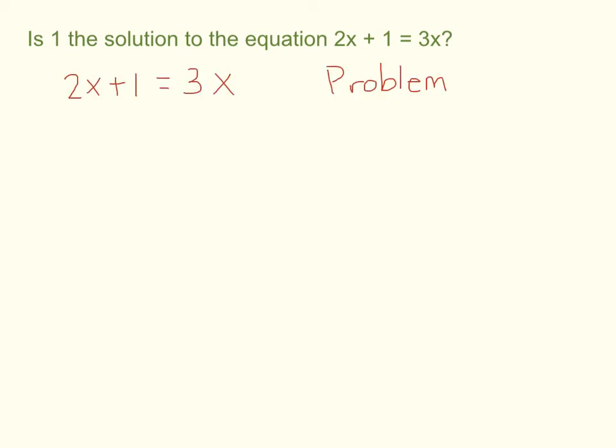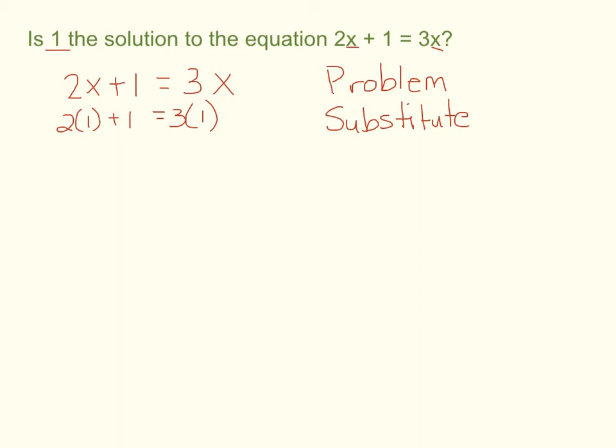I'm going to start by writing out the equation. The next thing I'm going to do is substitute my solution 1 into the equation for the variable x. So I'm going to substitute 1 in place of both x's. So substituting 1 in place of both x's, I've got 2 times 1 plus 1, and we're going to see if that equals 3 times 1.